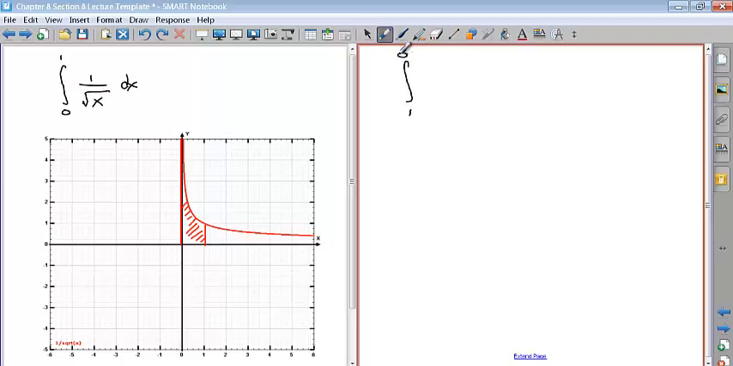So this is like the last one, except 1 over the square root of x, which is x to the 1/2 power. So then I can move that to the numerator, so I get x to the minus 1/2 power dx. So what is that area? That's this area right here.